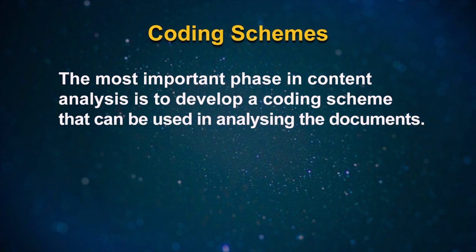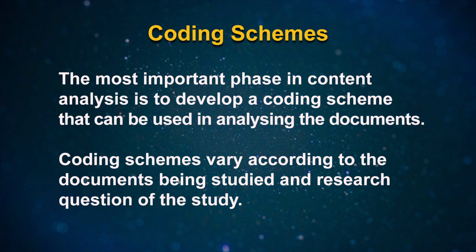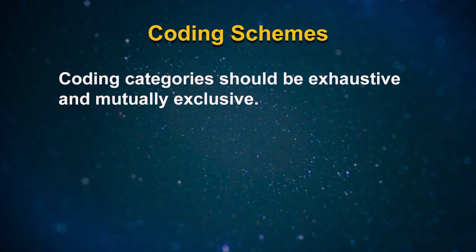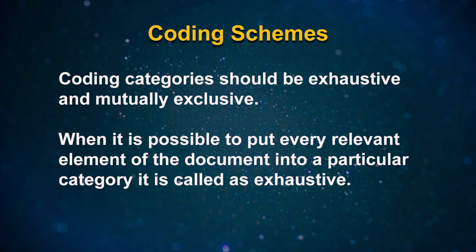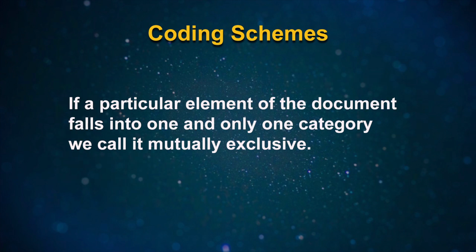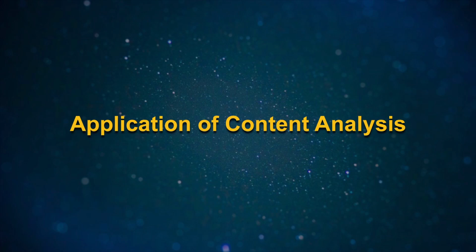Coding schemes. The most important phase in content analysis is to develop a coding scheme that can be used in analyzing the documents. Coding schemes vary according to the documents being studied and the research question of the study. Coding categories should be exhaustive and mutually exclusive. When it is possible to put every relevant element of the document into a particular category, it is called exhaustive. On the other hand, if a particular element of the document falls into one and only one category, we call it mutually exclusive.